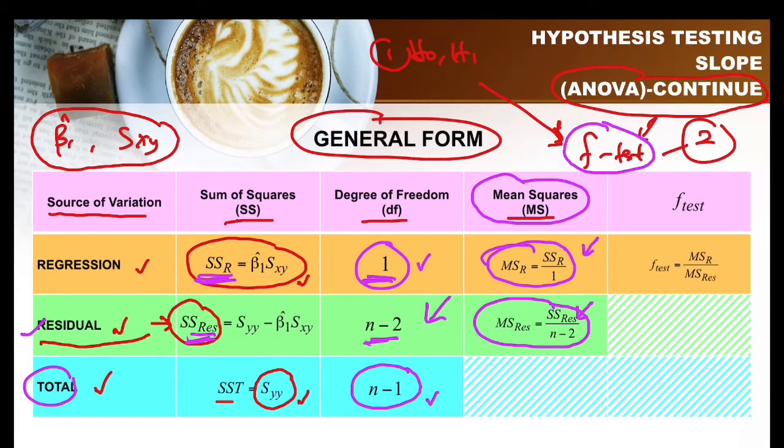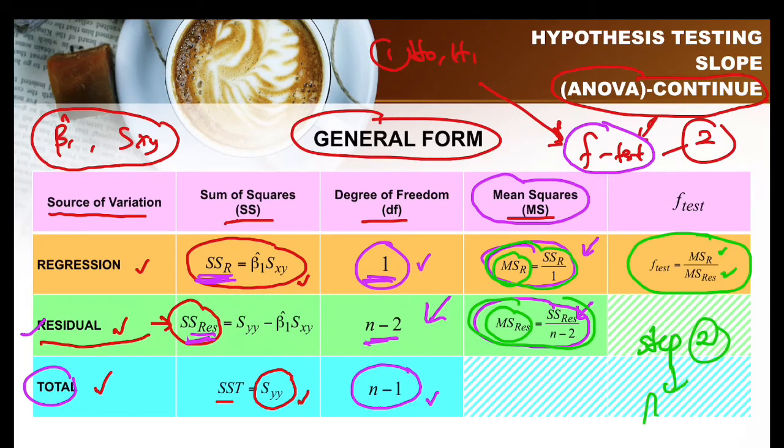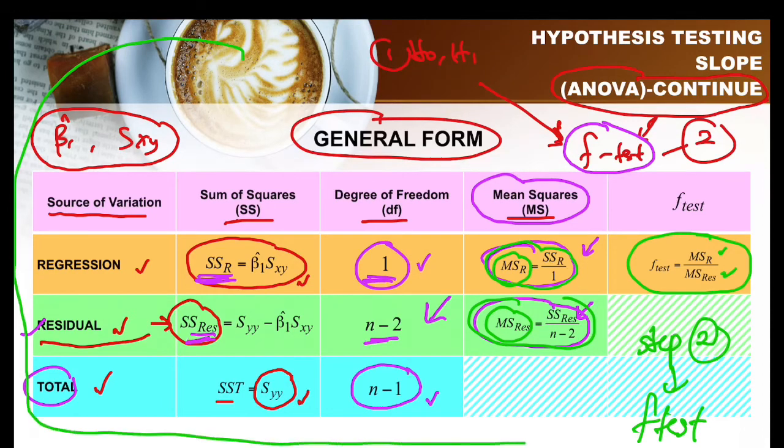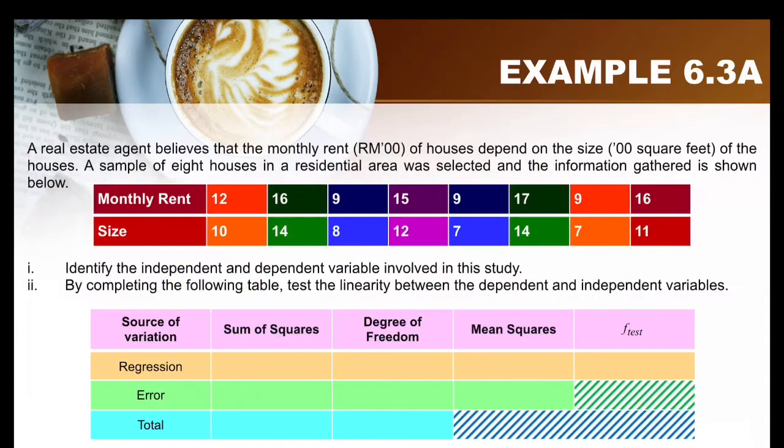So this MSR value divided by this MSRES, you will get the F test. So this is for step number 2, how to find the F test. In order for you to find the F test, you have to construct all this ANOVA table. Okay, you have to remember the position and the formula. Okay, so let's look at the example.